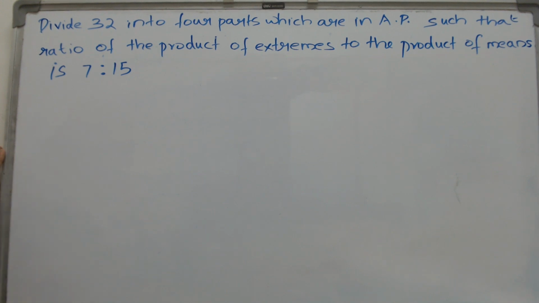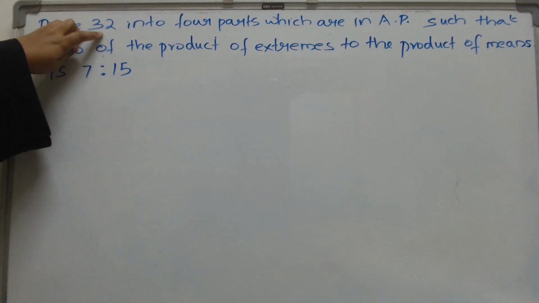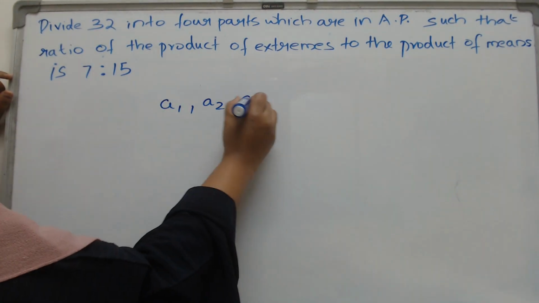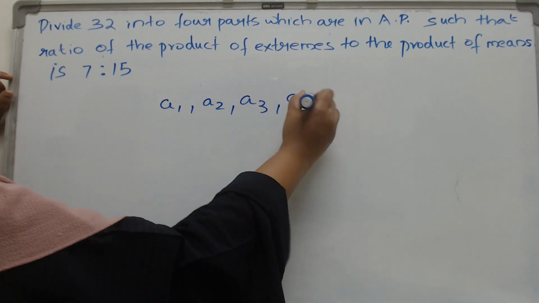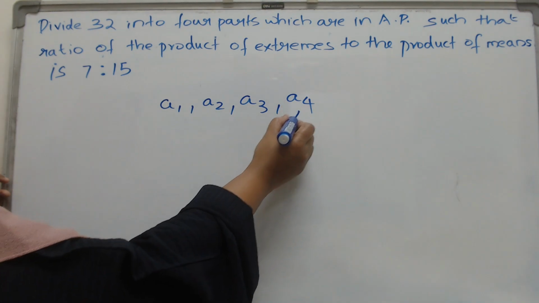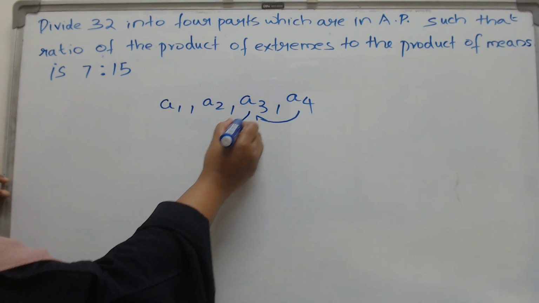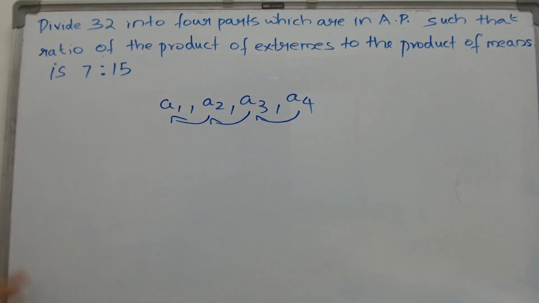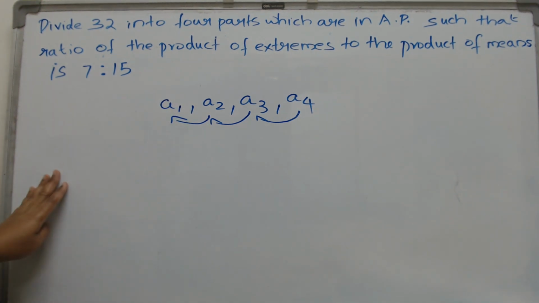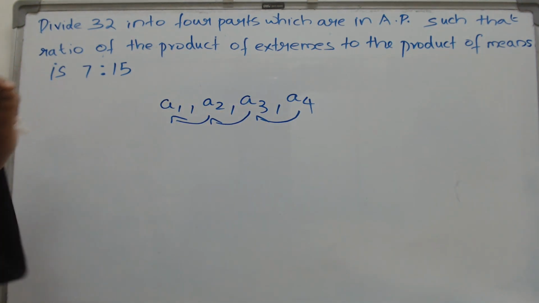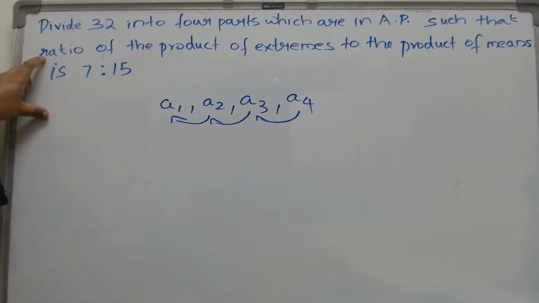Let us solve this question based on arithmetic progression. We have to split 32 into 4 parts such that they are in arithmetic progression. What does that mean? Take any term, subtract it from its preceding term, then you should get a common difference. It does not matter what the difference is, but the differences should be common. They should be same.